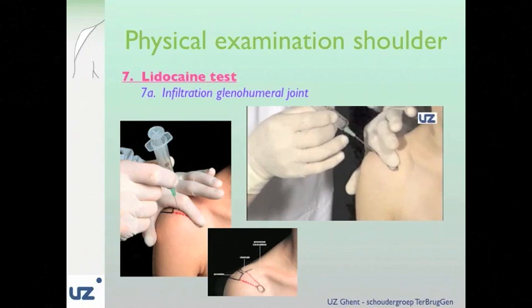The needle is directed posteriorly, inferiorly, and medially. If the needle hits against bone, it should be pulled back and redirected at a slightly different angle. There should be no resistance when performing this infiltration.